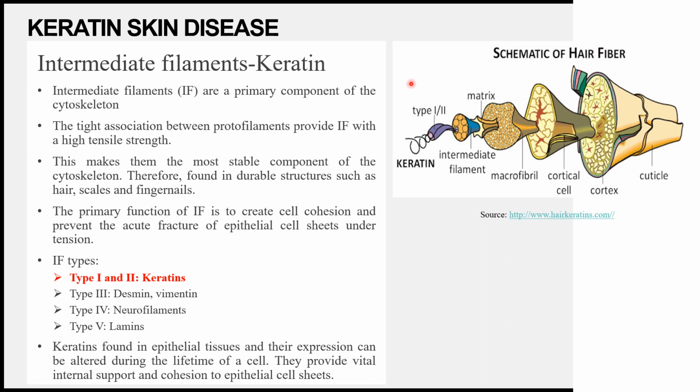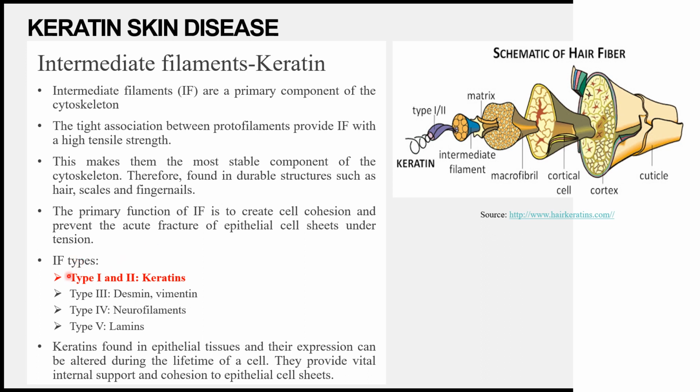Here you can see a schematic diagram of a hair fiber, where you can see it is made of type 1 and type 2 intermediate filament, known as keratin. The primary function of intermediate filaments is to create cell cohesion and to prevent any fracture of the epithelial cell under tension. Don't worry about the epithelial cell structure for now, because there will be a separate lecture covering those topics.